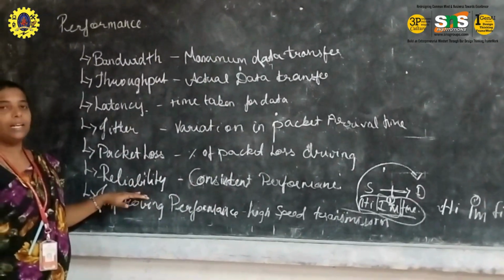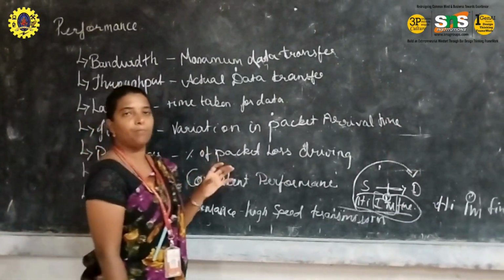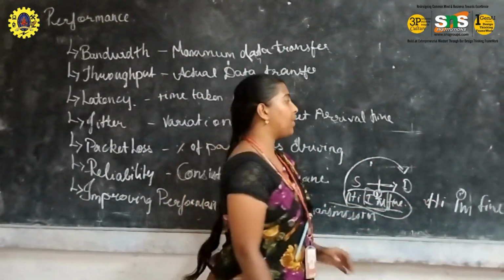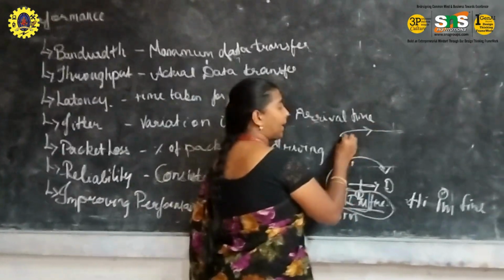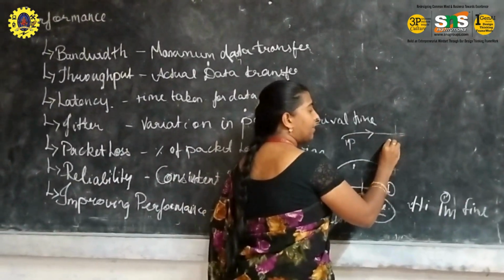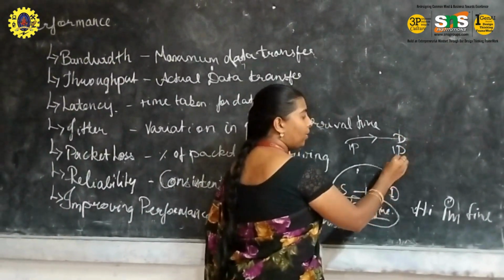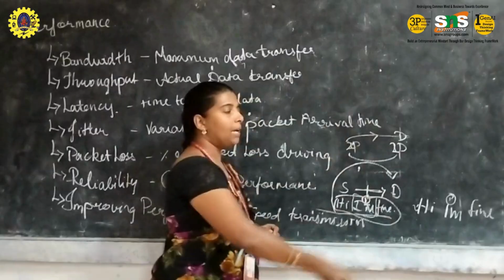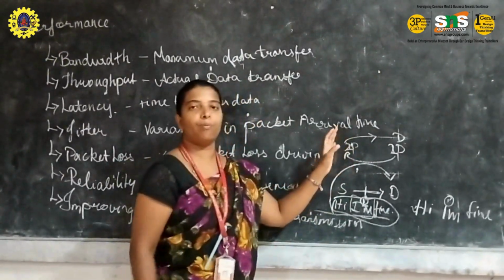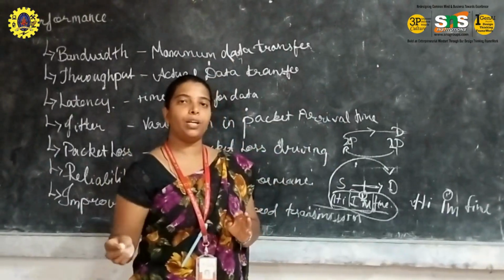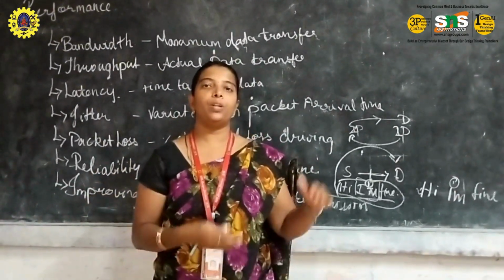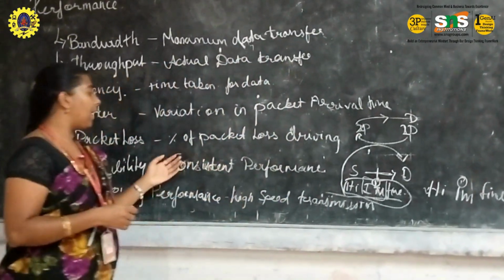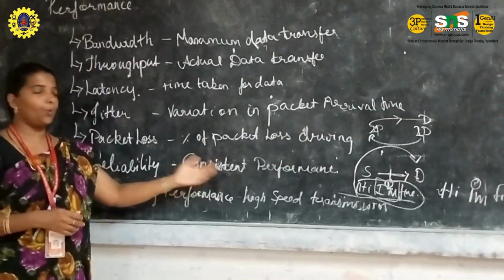Next is reliability. Reliability is consistent performance. The performance from source to destination is always one packet at a time. When one packet passes and reaches the destination, only then will the second packet move and pass to the destination. In that way it is a one-way communication: when you send a message, the destination receives it, and after receiving, it responds again. This is the consistent performance of one-to-one communication.